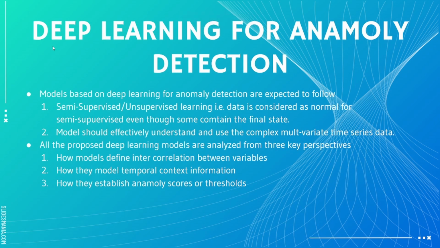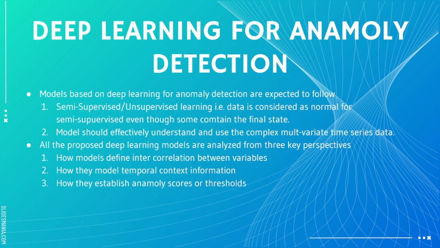So now let's start section 5, that is deep learning for anomaly detection. Here we focus on recent anomaly detection models that have been used to overcome the challenging issues mentioned in the above section. Therefore, the following assumptions are made. That is, semi-supervised or unsupervised learning, that is, data is considered as normal for semi-supervised even though some contain anomalies. Models should effectively understand and use the complex multivariate time series data.